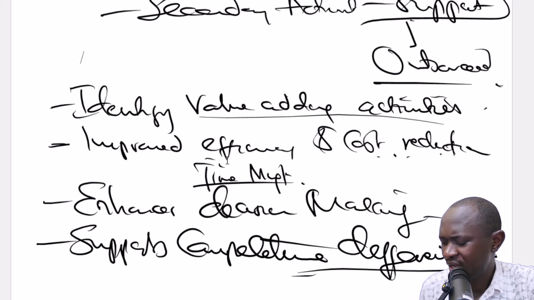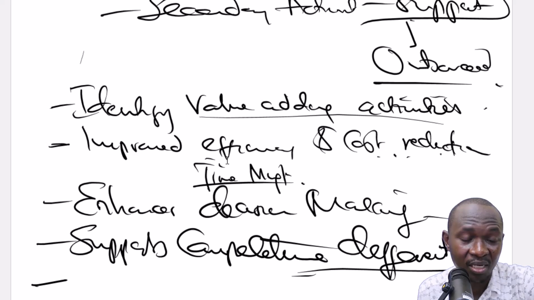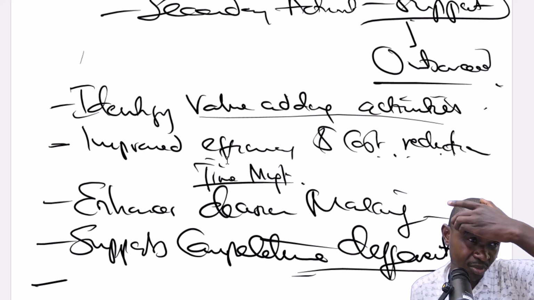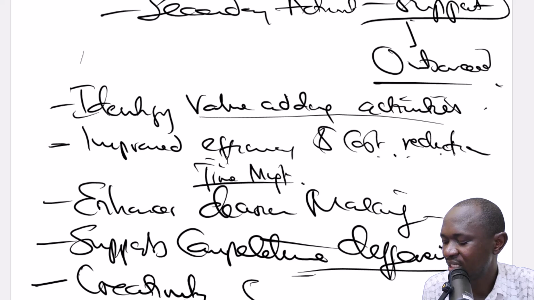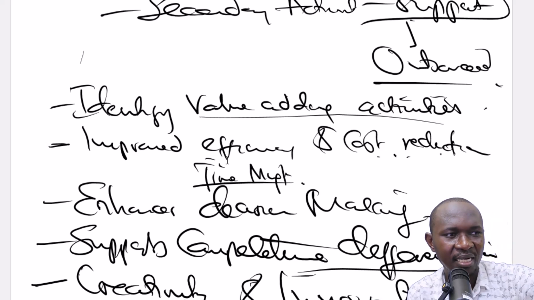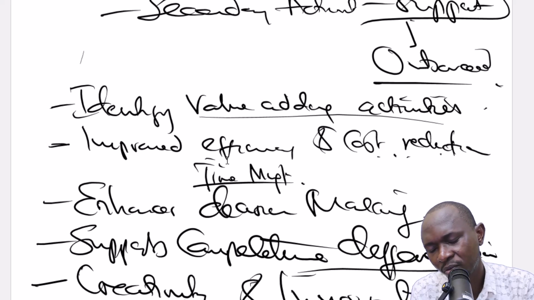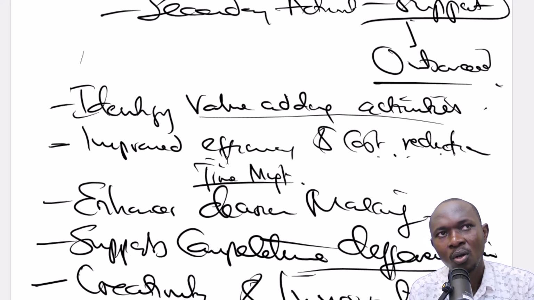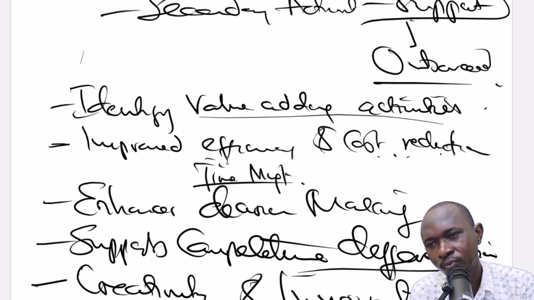And at the very end, one of the merits of value chain analysis in information management is that it helps bring about creativity, enhances creativity and innovation. How does it enhance creativity and innovation? It's because only the experts in their respective fields are allowed to make decisions.